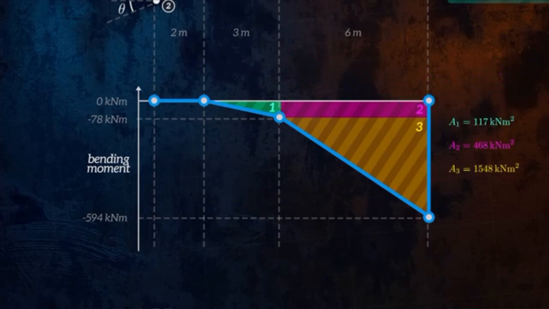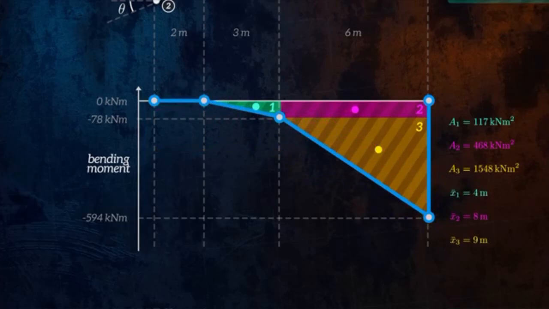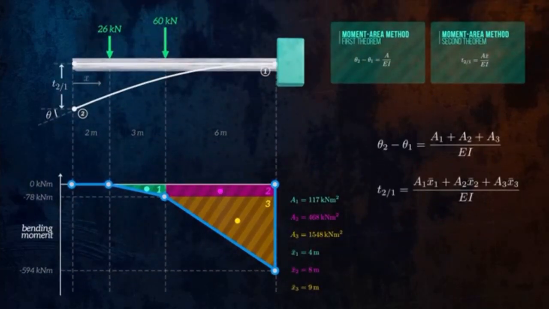And for the centroids, we just need to remember that the centroid of a right-angled triangle is 1/3 of the way down and 1/3 of the way across from the right angle. Then we can just plug the numbers into the first and second theorems to calculate the angle and deflection at point 2.